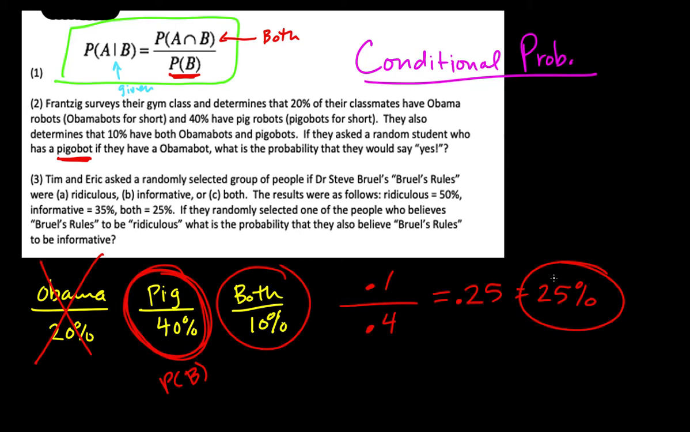So if we talk to people who we know have Pigobots, there's a 25% chance that they also have an Obamabot. Okay?